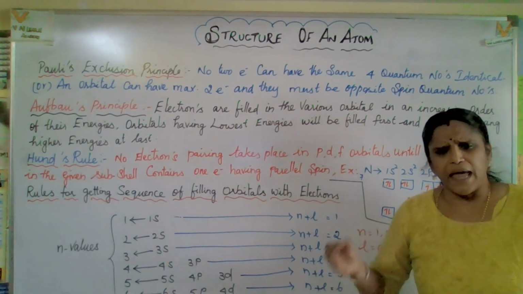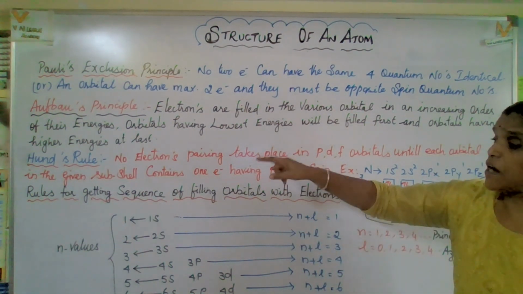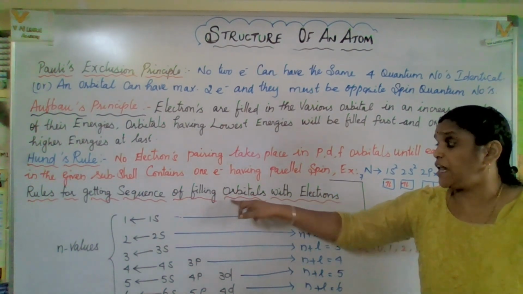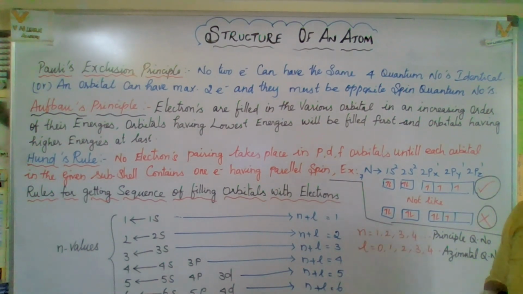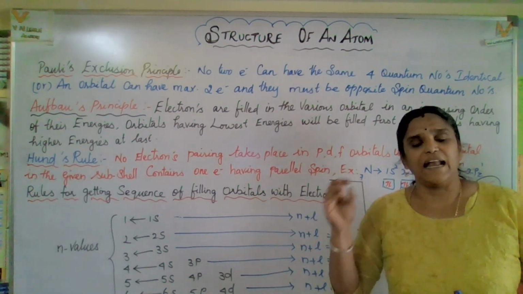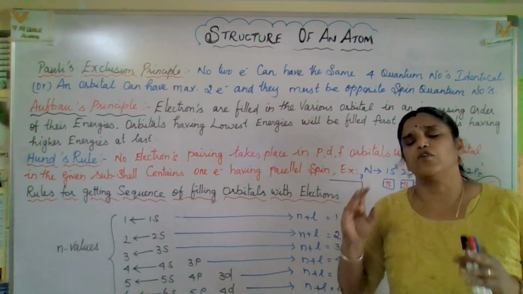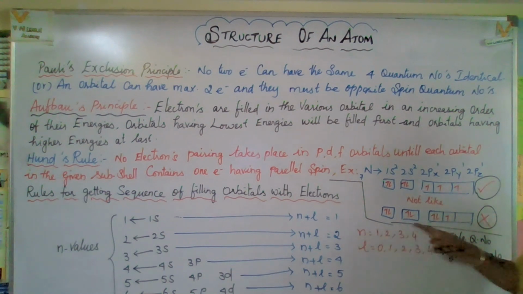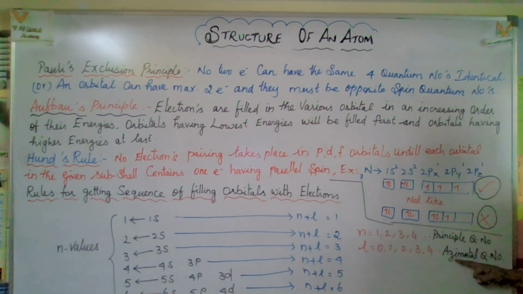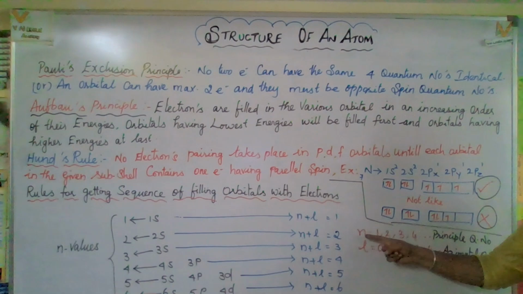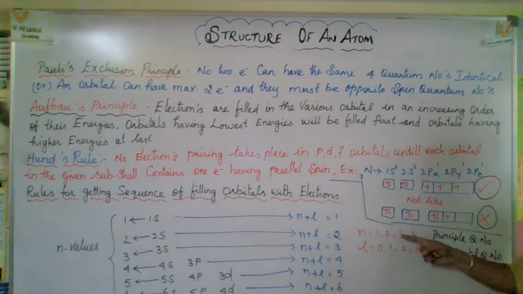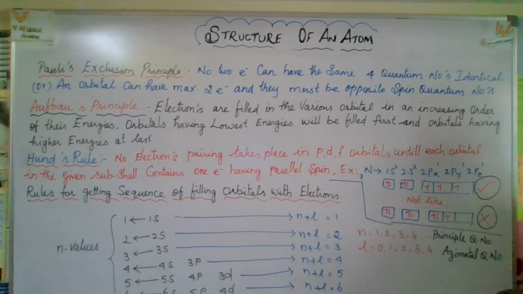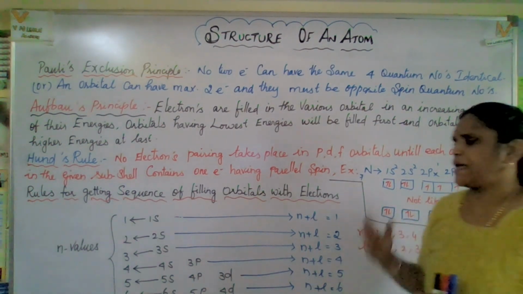Now the main point we are coming to: what are the rules we have to follow? Rules for getting the sequence of filling orbitals with electrons. See, n and L are actually the milestone for filling electrons into orbitals. n is the principal quantum number, L is the azimuthal quantum number. n starts with 1, 2, 3, 4. L starts with 0, 1, 2, 3, 4. That tells how the electron is occupying.